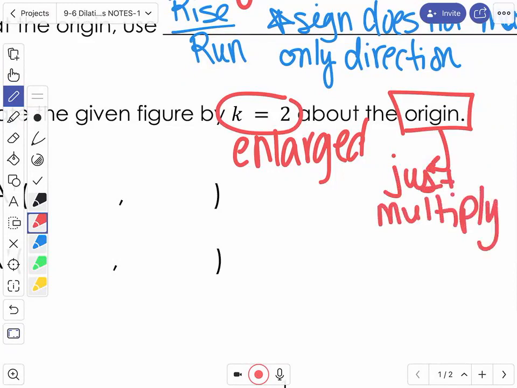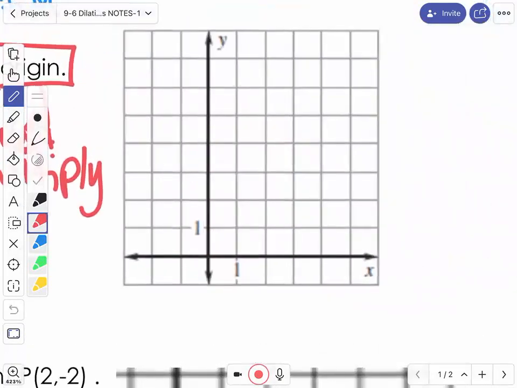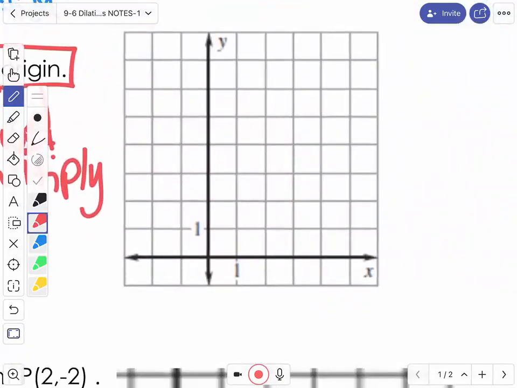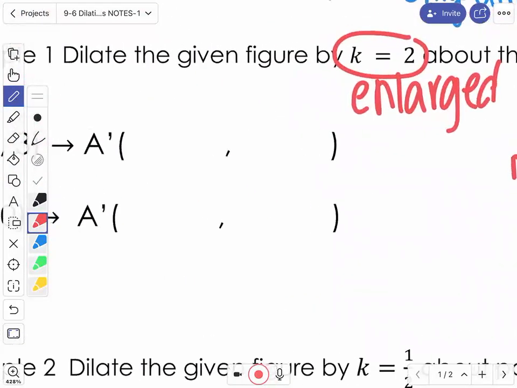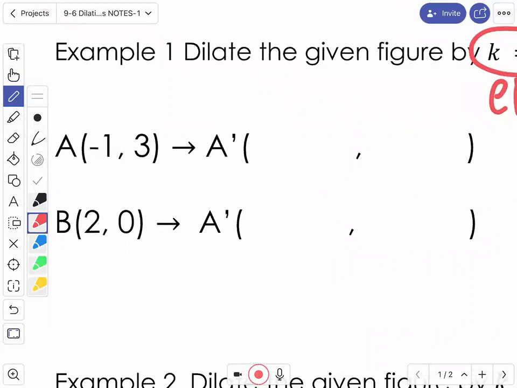So let's get your original one up here real fast. So original A was at -1, 3. And B was at 2, 0. So that's our original. We're going to take these coordinates, multiply each number by the scale factor, and get our new location. So let's see what happens. So for the -1, we're going to multiply it by a 2 and the 3 times a 2. And again, the 2 was our scale factor. So -1 times 2 is a -2. 3 times 2 is a 6.